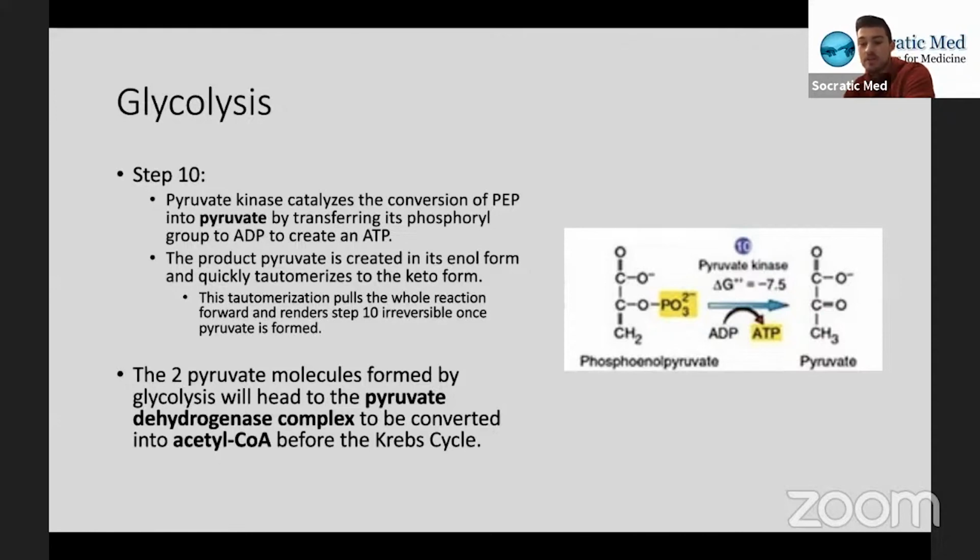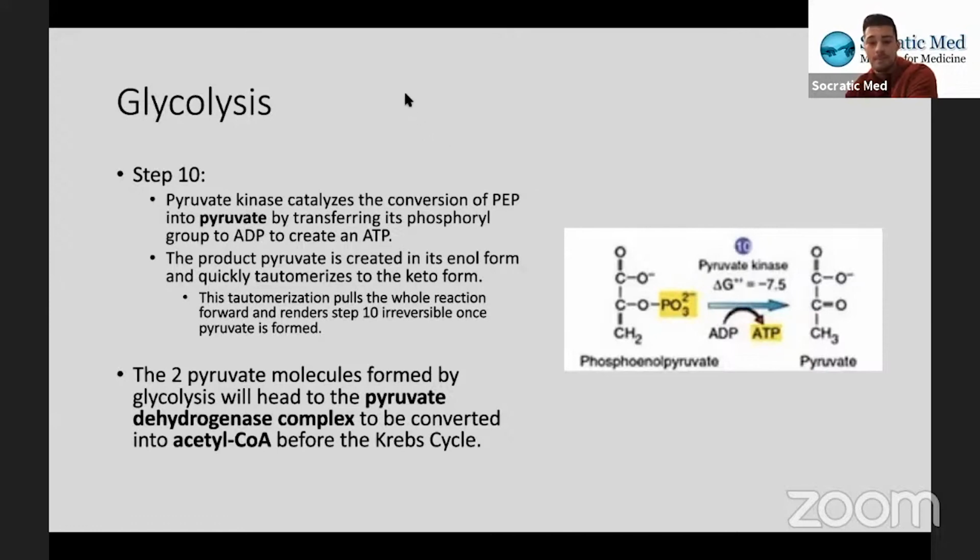And it's very hard to switch back from the keto form to the enol form because the keto form is so much more stable. So because it's having so much trouble getting back to the enol form, it's not going to be able to do the reverse reaction and turn back into phosphoenol pyruvate. So because of that, we consider the entire step 10 irreversible. So once we create pyruvate, it's not going back to phosphoenol pyruvate without the help of another enzyme that we're not going to get into in this specific lecture. Yes, and as Janelle said in the chat box, the keto form is almost always more stable than the enol form.